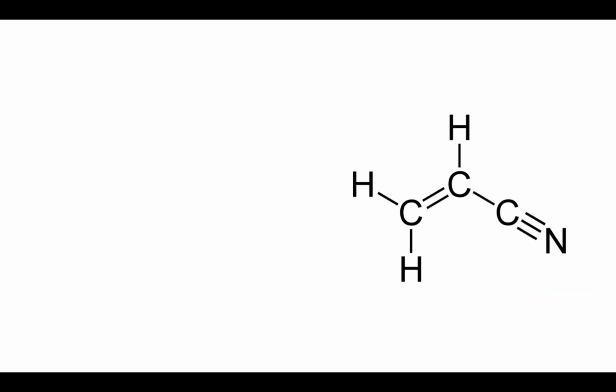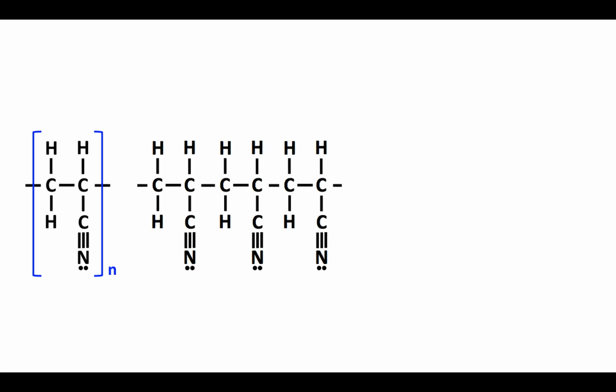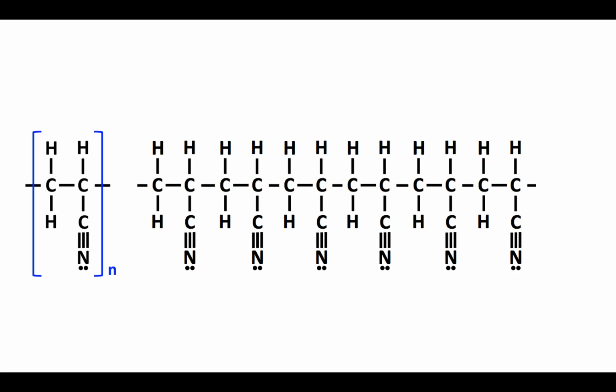Acrylonitrile is easily polymerized. For completeness, I'm putting an unshared pair of electrons on nitrogen, and this is the repeating unit in acrylonitrile, and there can be as many of these repeating units as the polymer is long. So when the polymer builds up, it looks like this: one unit, and then another, and so on. So this is the structure of polyacrylonitrile, PAN, and that's where the abbreviation PAN comes from.